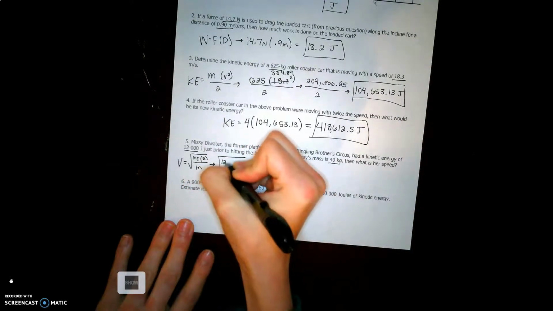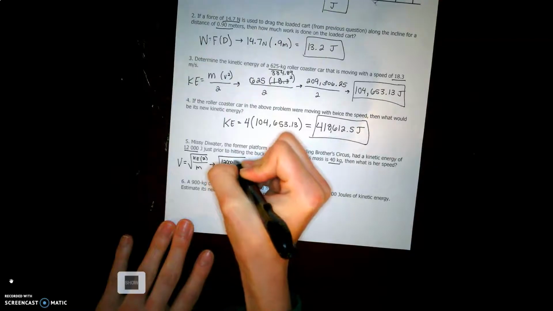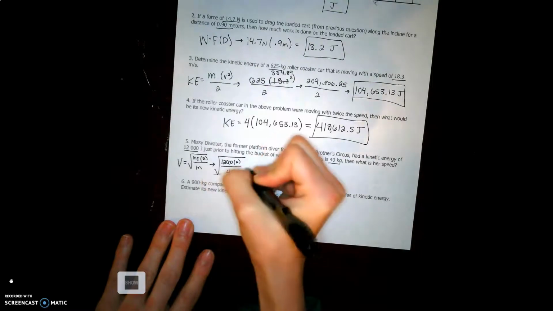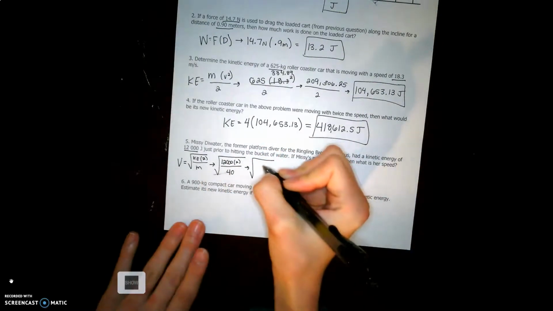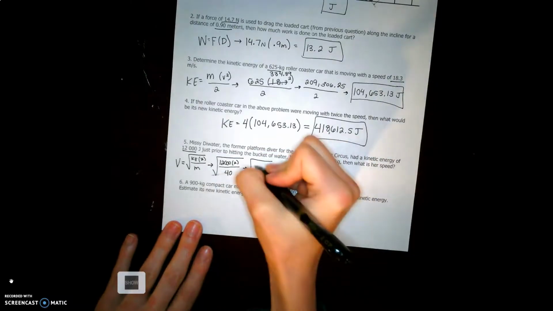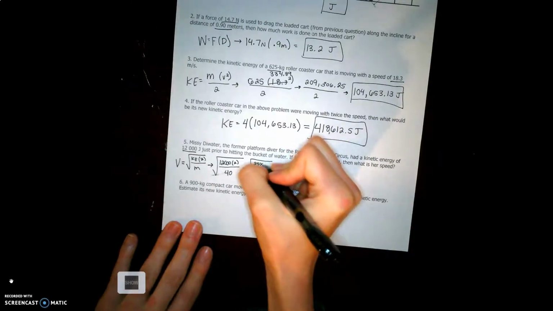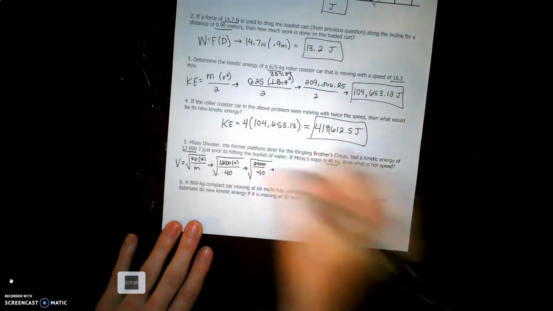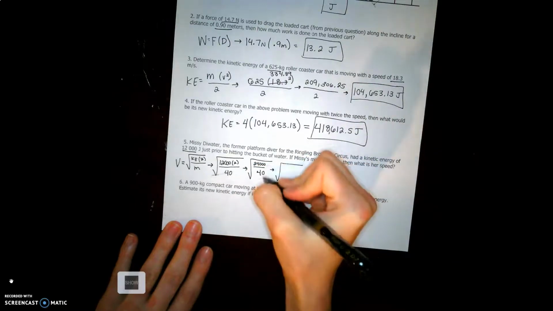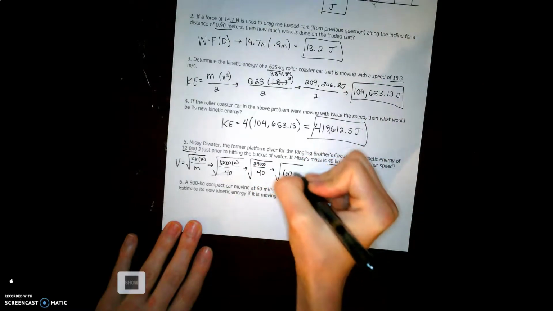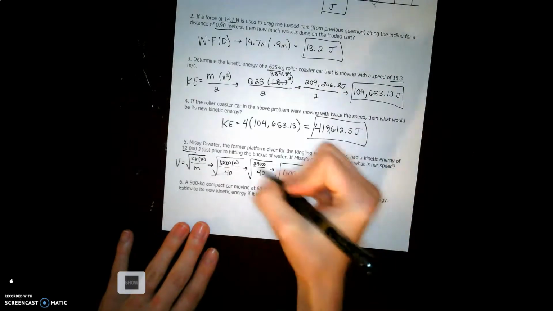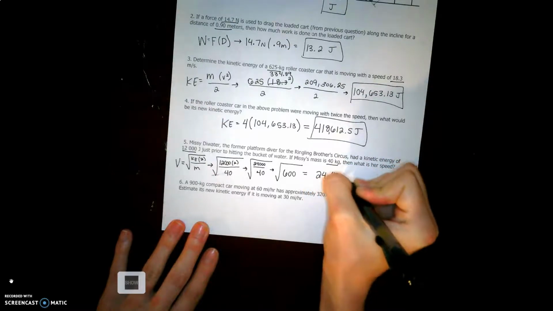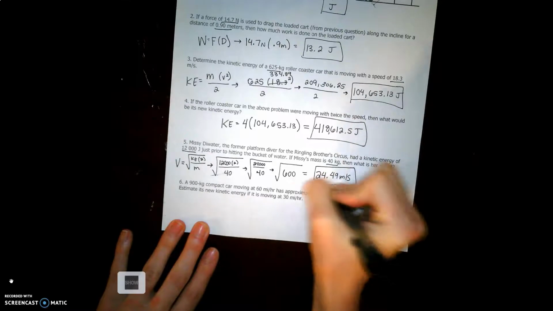Kinetic energy 12,000 and your mass is 40. So the first thing you're going to do is multiply this 12,000 by 2 to get 24,000. And the next step would be to divide these two numbers to get 600. And your last step is to take the square root of 600 to get 24.49 meters per second. So we're trying to find velocity.